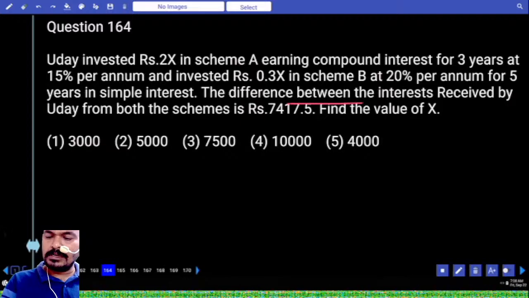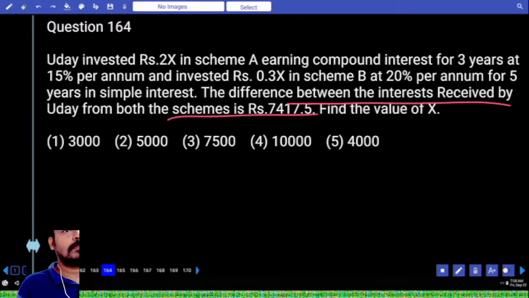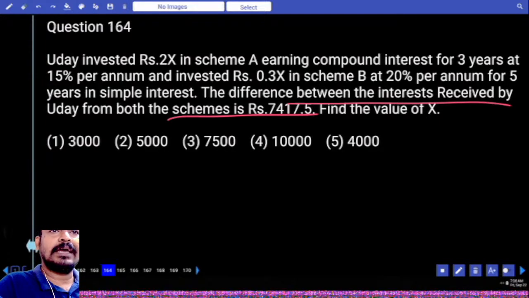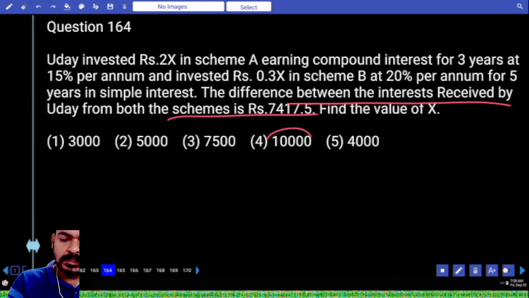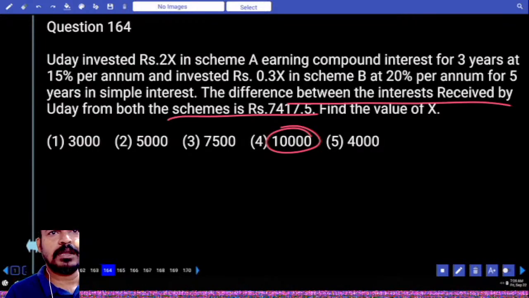And here the difference in interest is more or less? More. Means principal also more value, means x also more. Which one is the more value? 10,000, or not? Difference in interest is more means principal also more value, means x value also more.